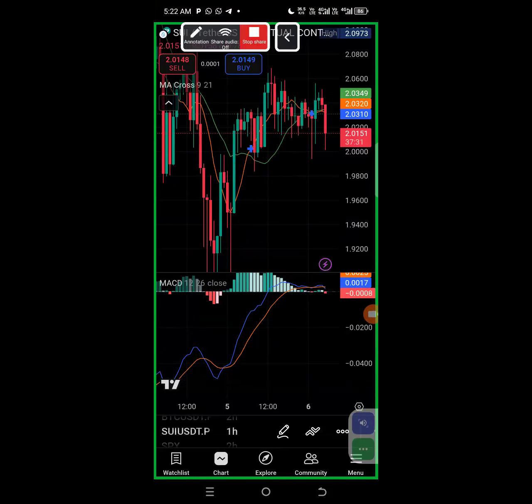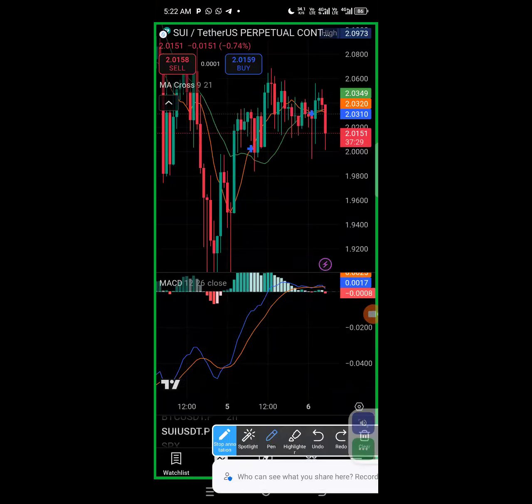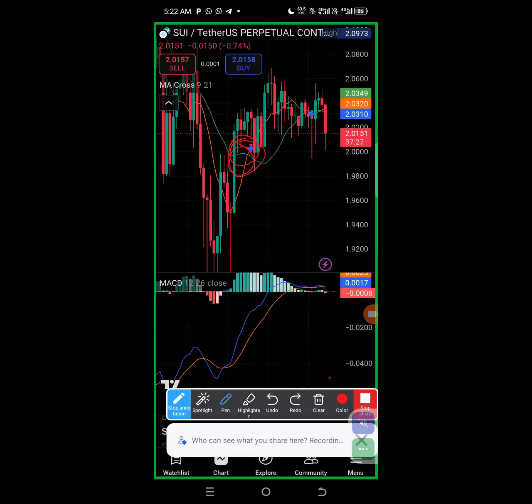Pay attention to what? To this. Now, this is an uptrend. Why? Because there is a crossover. The short-term moving average crosses above the long-term moving average.